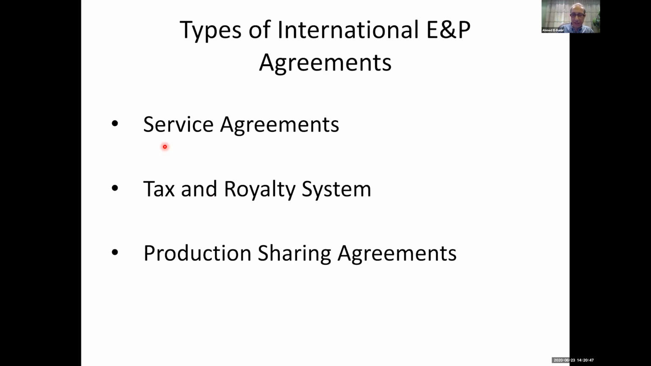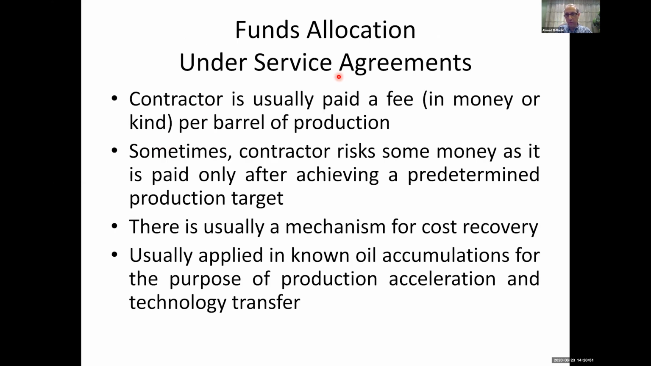So again, service agreements are usually done when we know there is oil. So the contractor is usually paid a fee. The fee could be in money or kind, I mean barrels of oil per barrel of production. So for example, for every barrel of oil produced, the contractor or the oil company is paid $5, something like that. Sometimes the contractor risks some money as it is paid only after achieving a predetermined production target.